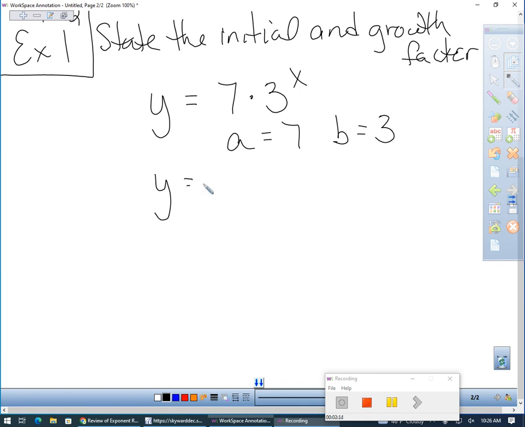What if I had y equals 2.5 times 5 to the x? What is a? 2.5, correct? And what is b? 5. Awesome. Let me throw one more.